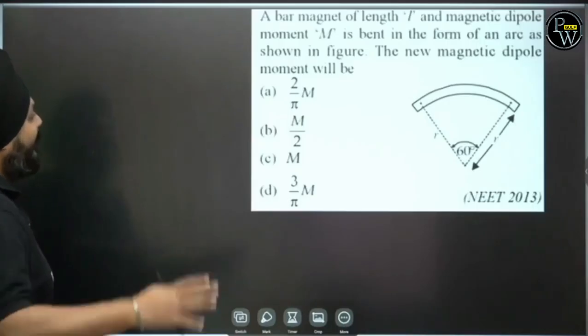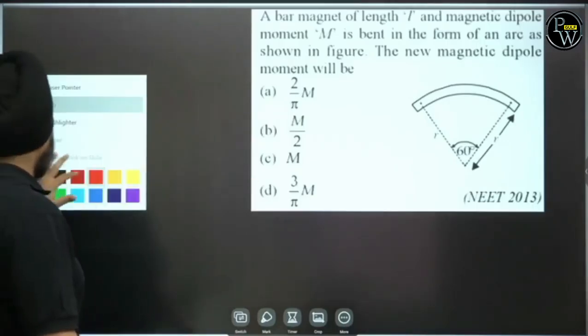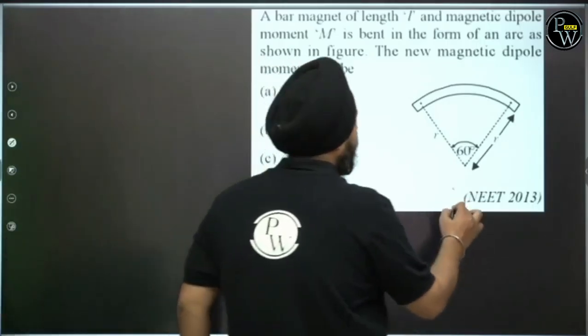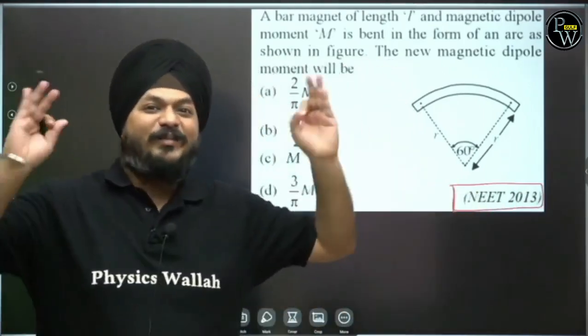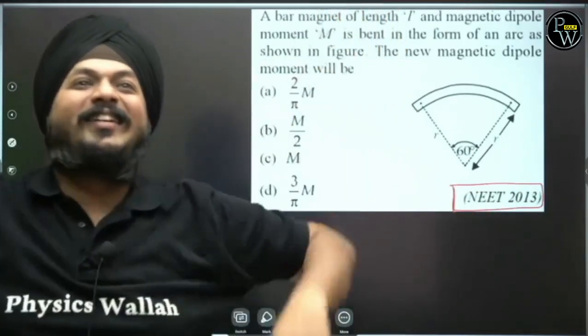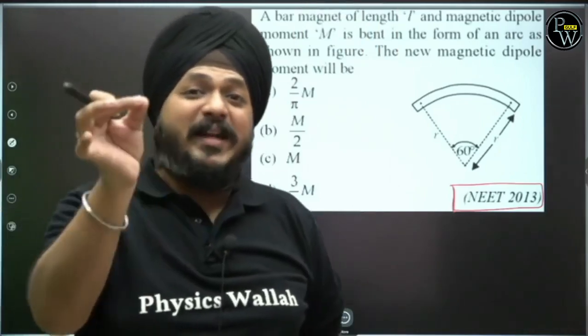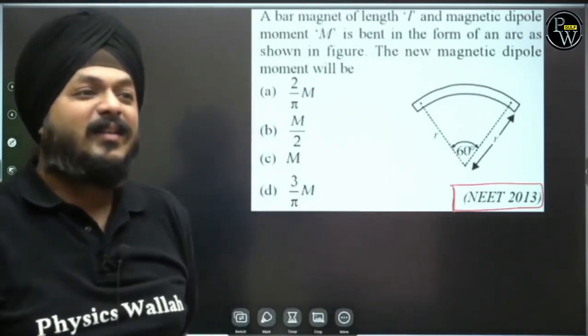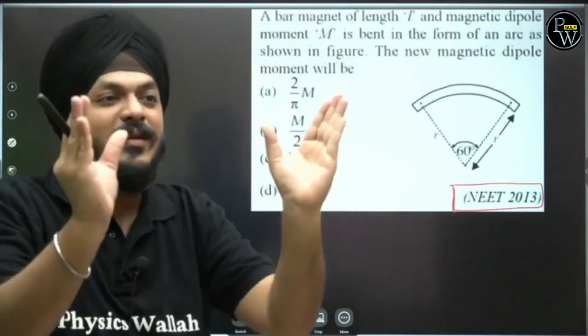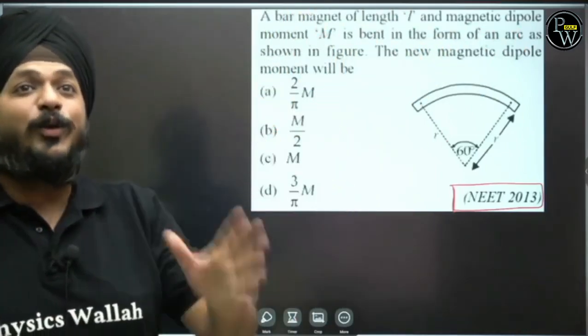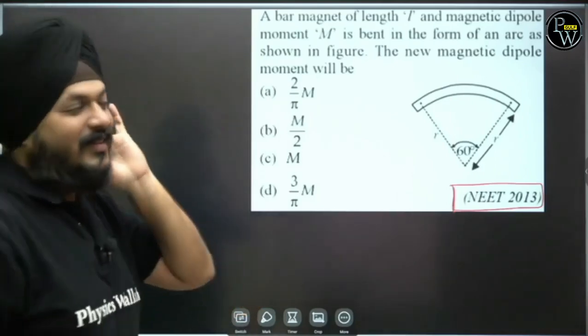Now see again the question that has been asked in NEET. Very awesome question, a master question. How to calculate the magnetic moment for the arc? For the straight bar magnets, we are aware of it. But if the bar magnets are tilted at some angle, how you are going to calculate is a very awesome thing.